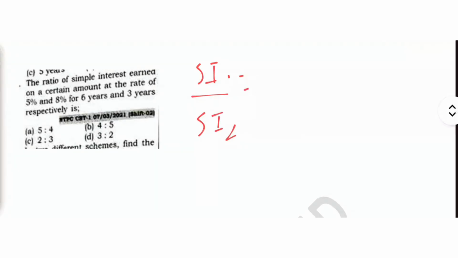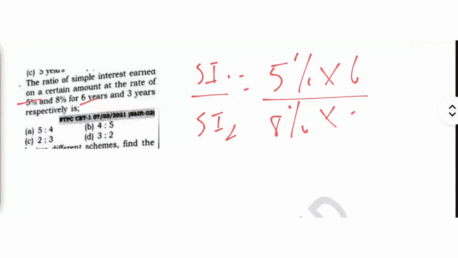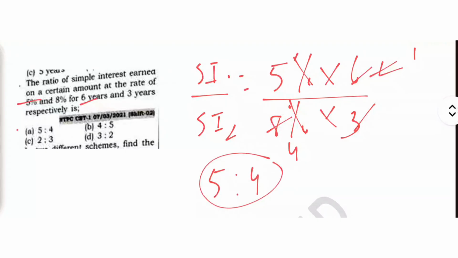The amount will be the same, and the denominator 100 will also be the same, so that will be cancelled. So what are we left with? 5% into 6. This 5% applies for this 6, and this 8% applies for this one. The percent and percent get cancelled. 3 ones are 3, 2 twos are 2, 1 ones are 2 fours are... So the ratio is nothing but 5:4. Option A.